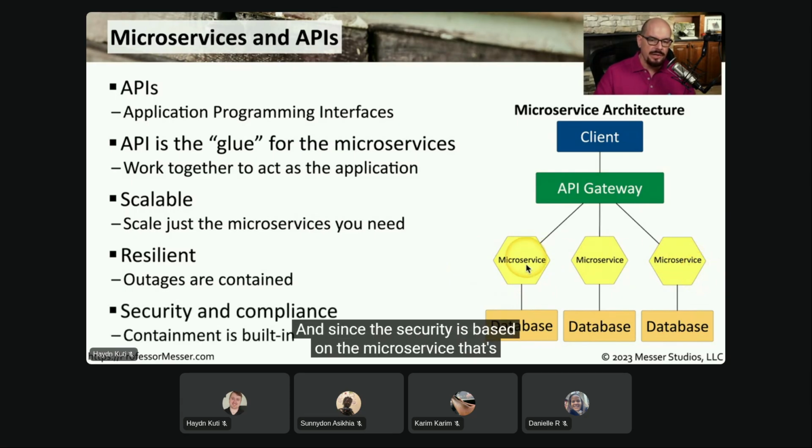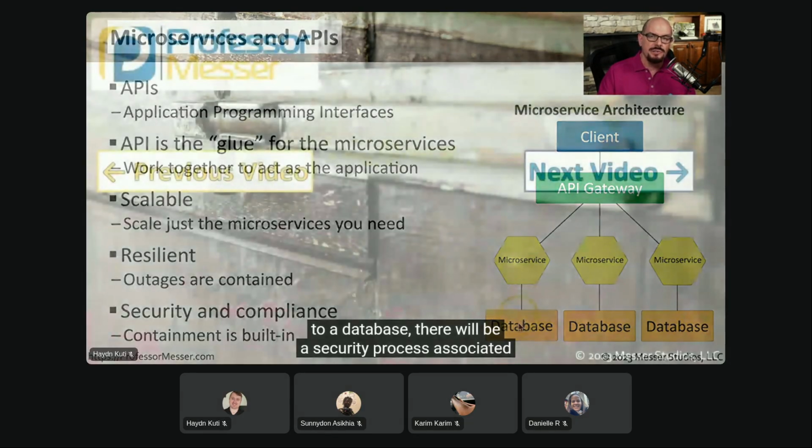And since the security is based on the microservice that's running, you can provide the proper amount of security based on the service that happens to be running. If the microservice is handling authentication, there will be a set of security processes for that. And if this microservice is reading or writing information to a database, there will be a security process associated with that microservice.